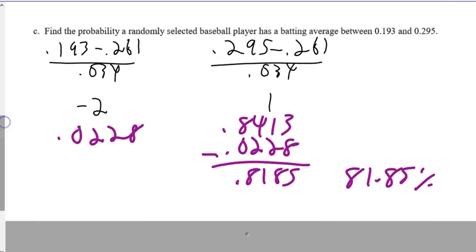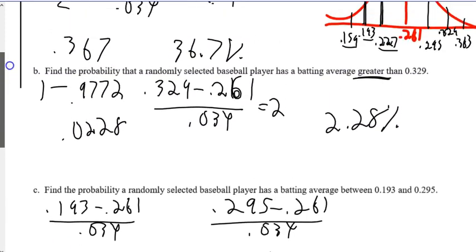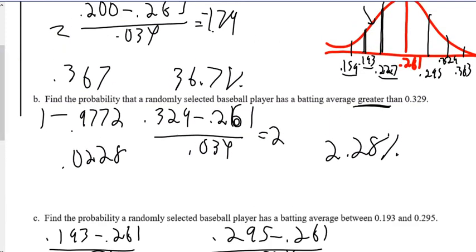And if you think about it, let's look at the chart, 0.193 and 0.295. 0.193 is here, 0.295 is there. That is about 81%, 82% of the graph. It makes sense. And that's it.